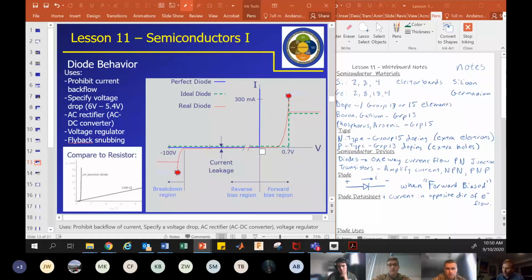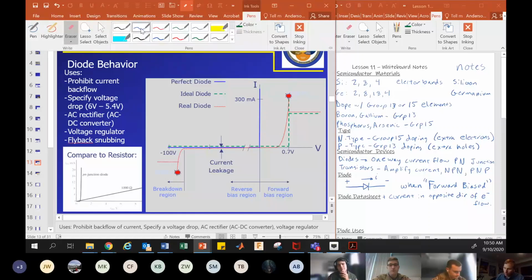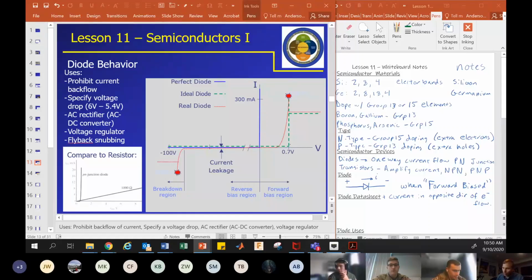We see that as we increase voltage, if we start at 0 and increase voltage, nothing happens until we reach this forward bias voltage, which we just said a minute ago was 0.6 volts. So we'll go with that for now. Once you hit 0.6 volts, ideally the current would shoot up and be infinite. That's what the green line is showing you, what ideal behavior would be. And we're going to treat diodes in this class as if they are ideal.